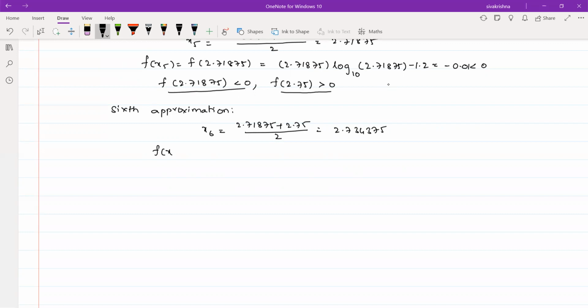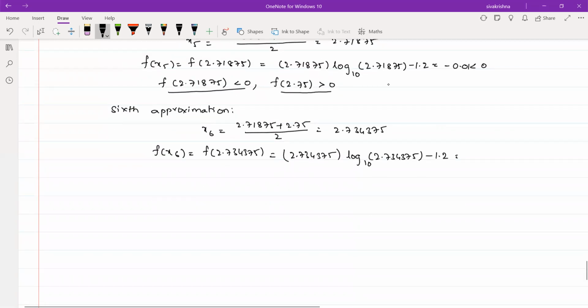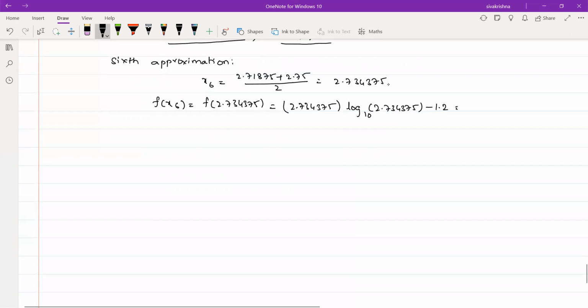So immediately after getting the sixth approximation, we have to find f of x6. So that is f of 2.734375. This is equal to 2.734375 into logarithm of 2.734375 to the base 10 minus 1.2. So f of x6 is equal to minus 0.00546, which is a negative value.